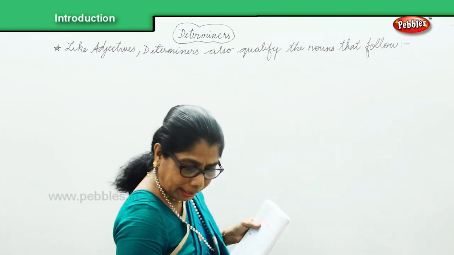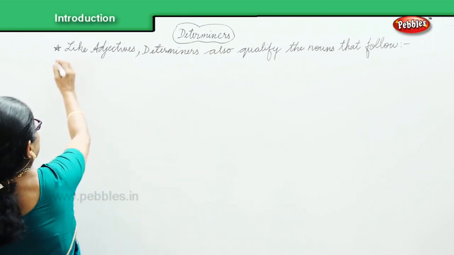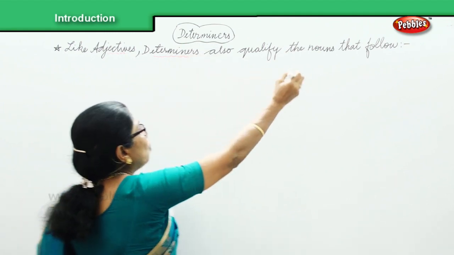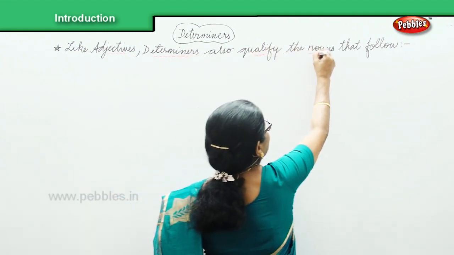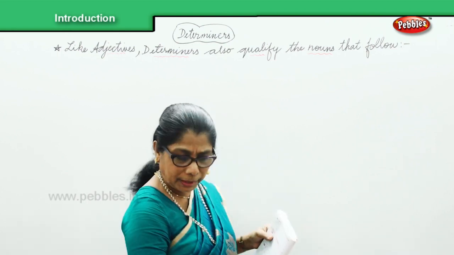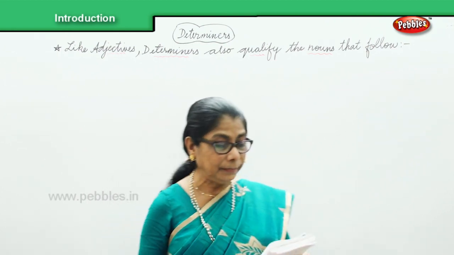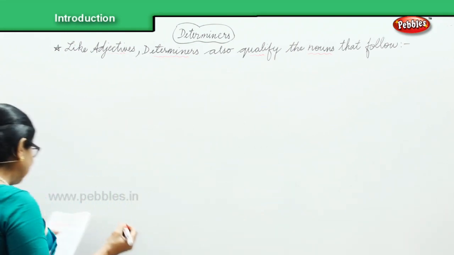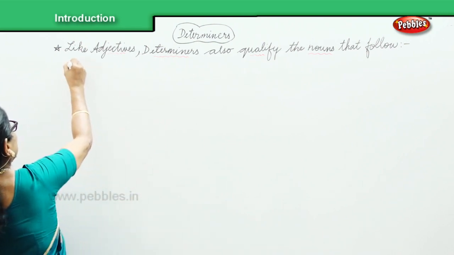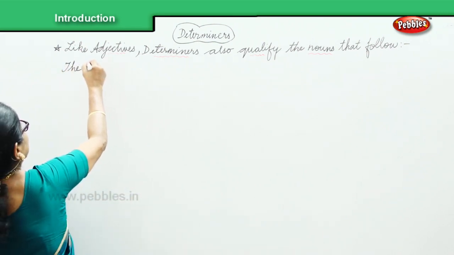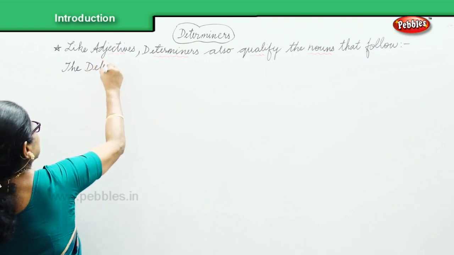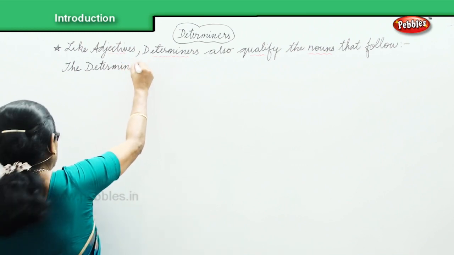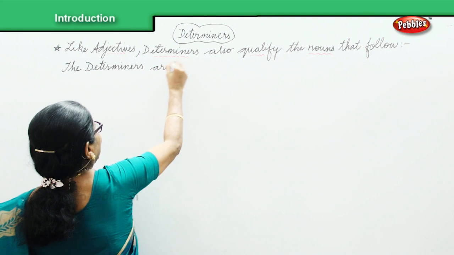Okay. Now what are we looking at? We are talking about the determiners. Like the adjective, determiners also qualify. Qualify what? The nouns that follow. Let's see actually what are determiners. The determiners are as follows.